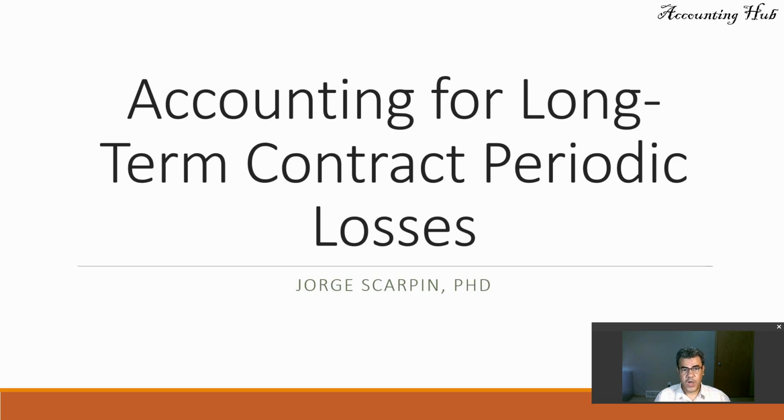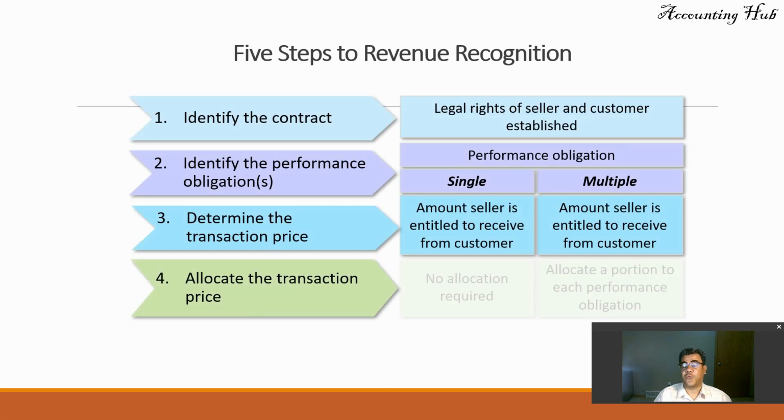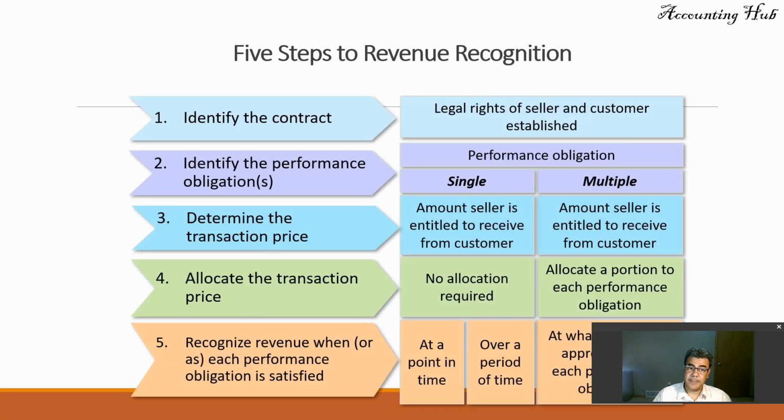Okay, so long-term contract, it is a special case of revenue recognition. So we have the 5 steps, and by the way, we have some videos about revenue recognition as well. Identify the contract, no problem at all. We have the long-term contract. Performance obligation. Usually it is a single performance obligation.